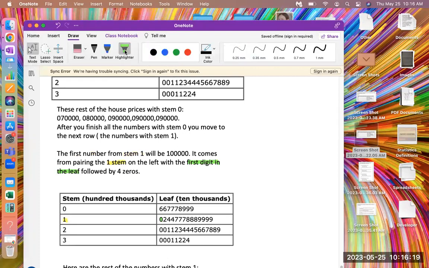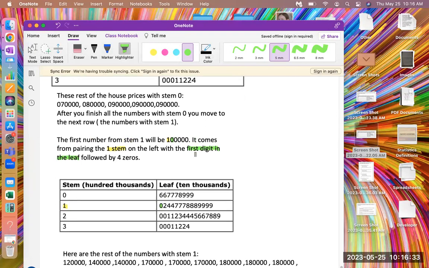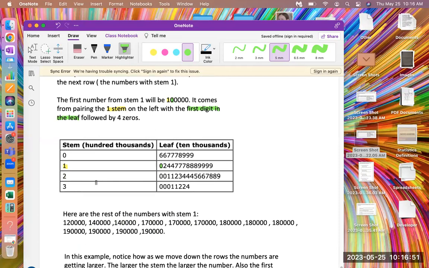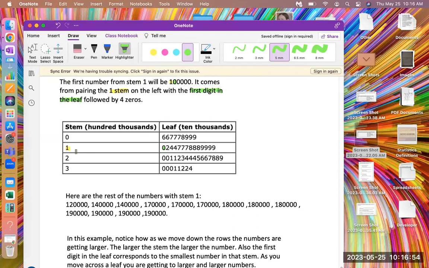Let me highlight that for you. So that's where this 1 is coming from, that 1 right there, and then this 0 is coming from this 0 right there, and then followed by 4 zeros. Okay, so then you just keep doing that. The next number would be 120,000, 140,000, and so on. So here's all the rest of the numbers in the first leaf. And then you would just move down to the 2 and then start listing all the numbers that have a stem of 2. And then when you're done, you'd list all the numbers that start with a 3. And so just keep going all the way down the list.